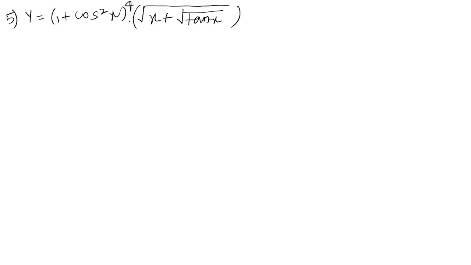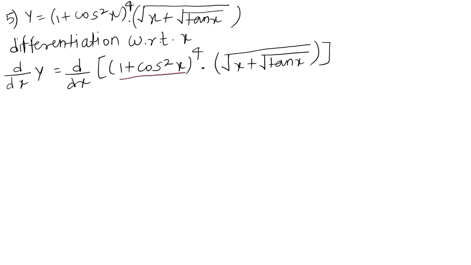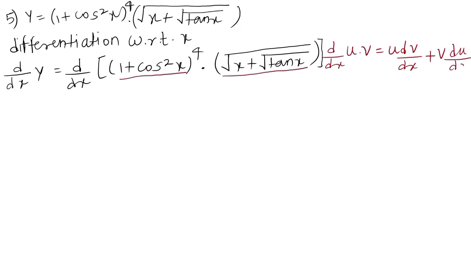Our next example is y is equal to (1 plus cos square x) raised to 4 into root of x plus root tan x. Write differentiation with respect to x. Put d by dx on both the sides. Now here we have two terms in the multiplication. So we can recall differentiation of u into v is u differentiation of v plus v differentiation of u.